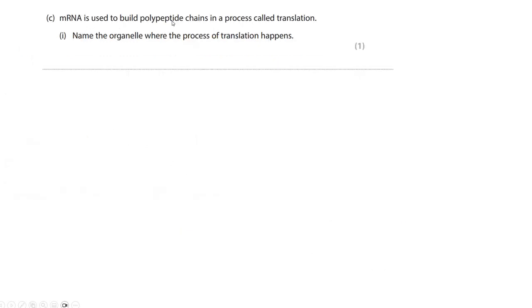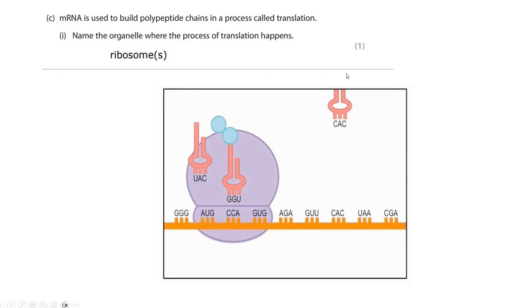mRNA is used to build polypeptide chains in a process called translation. Name the organelle where the process of translation happens. Well, translation is the second part of protein synthesis, which happens at the ribosomes.